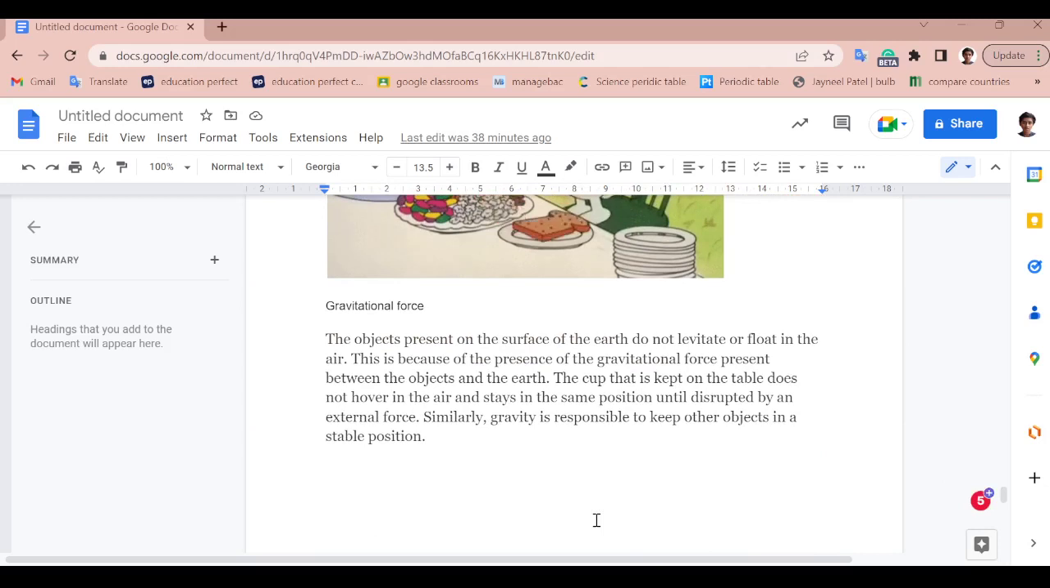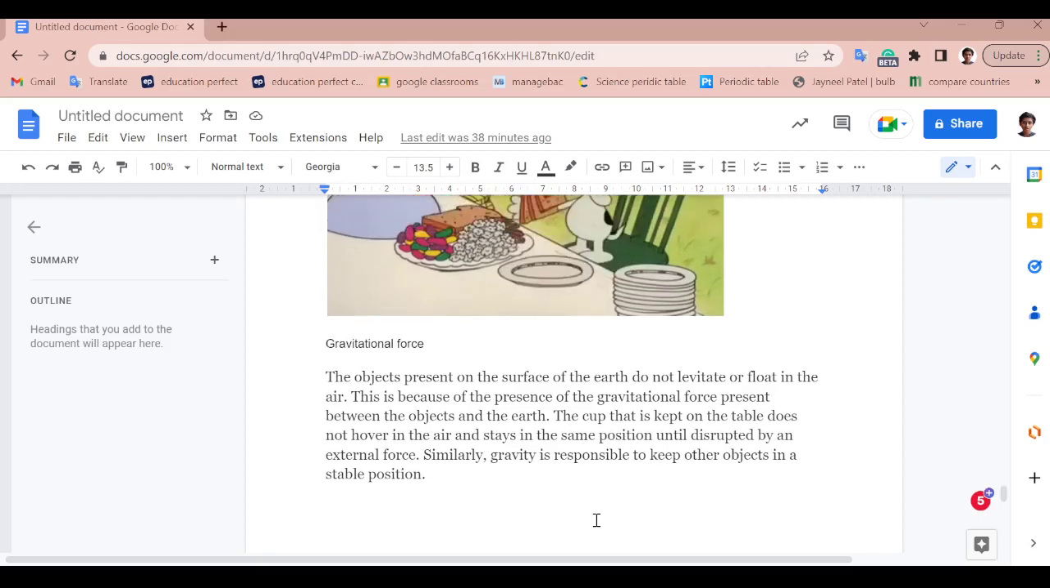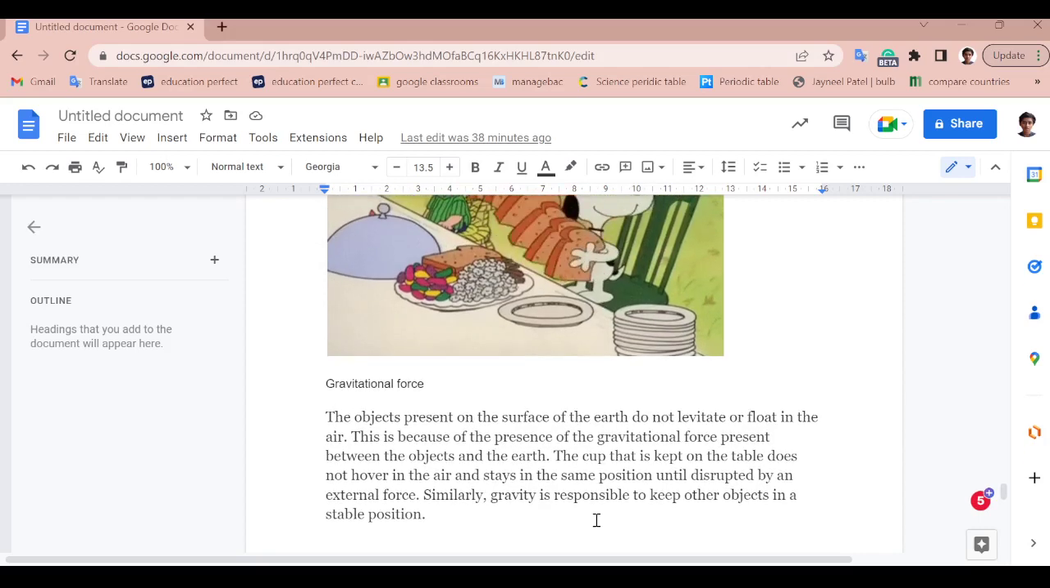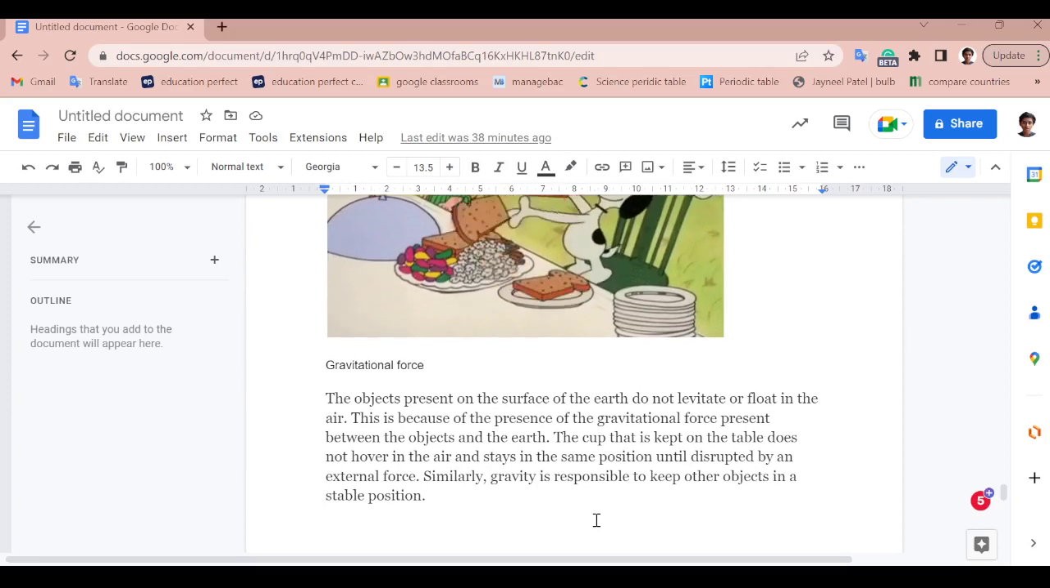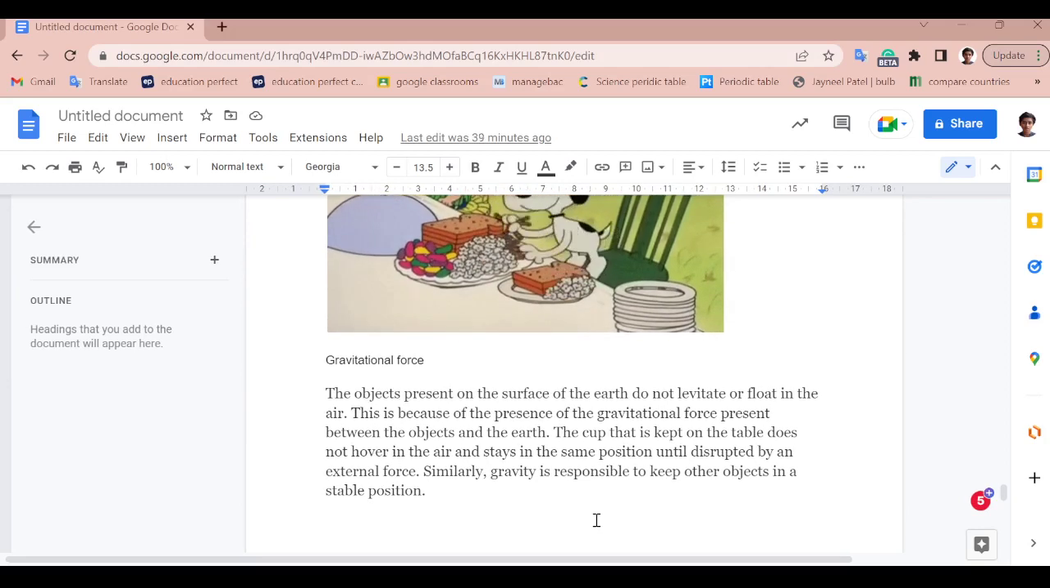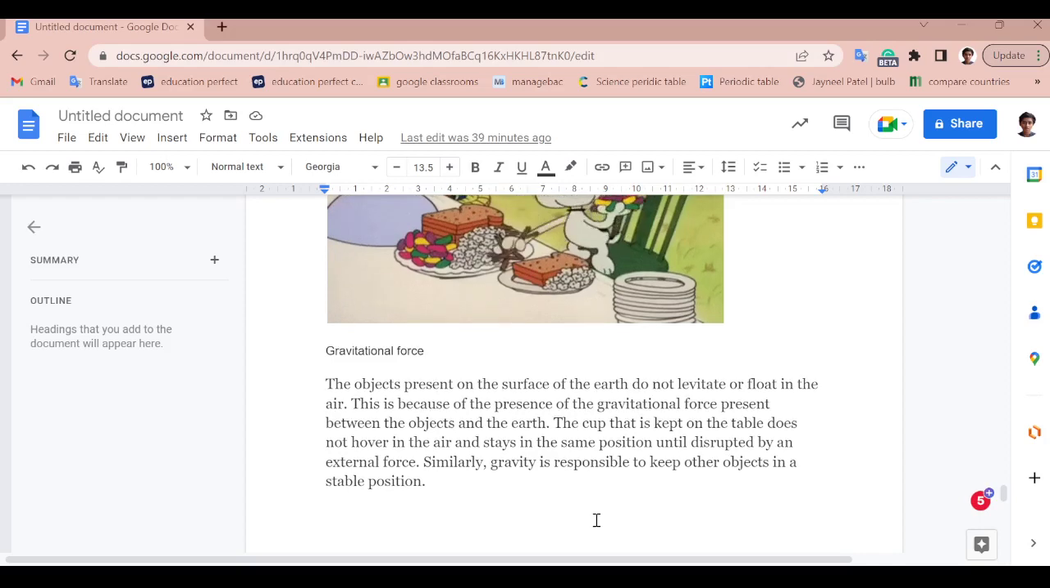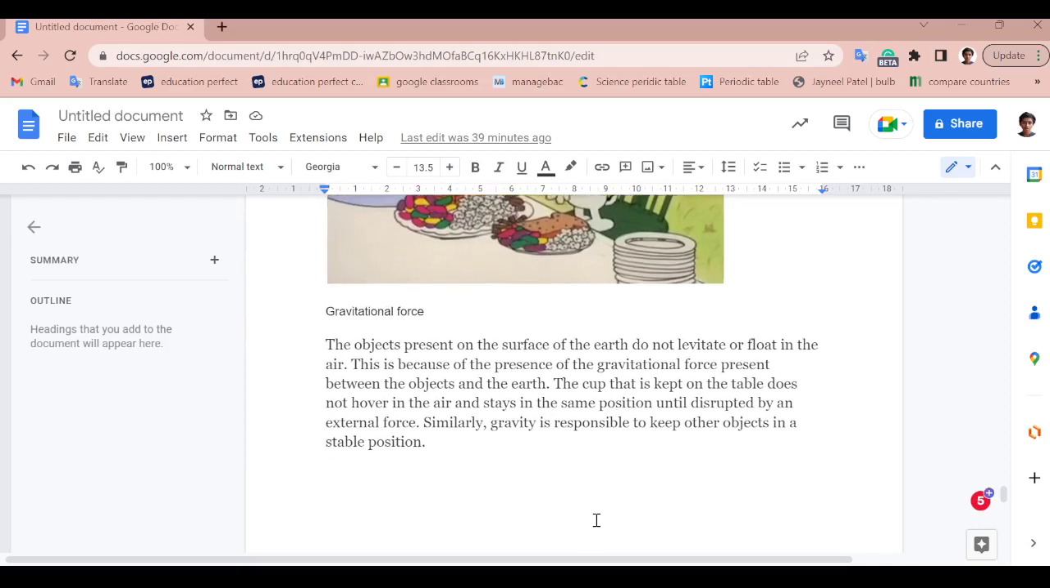Gravitational force. The objects present on the surface of the earth do not levitate or float in the air. This is because of the presence of gravitational force between the object and the earth. The cup that is kept on the table does not hover in the air and stays in the same position until disrupted by an external force. Similarly, gravity is responsible to keep other objects in a stable position.